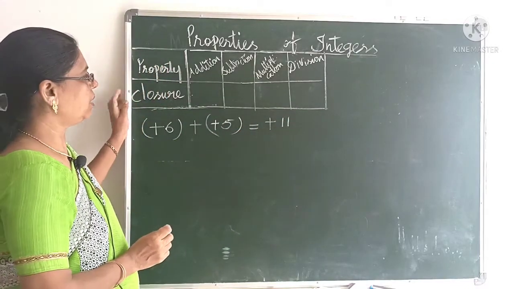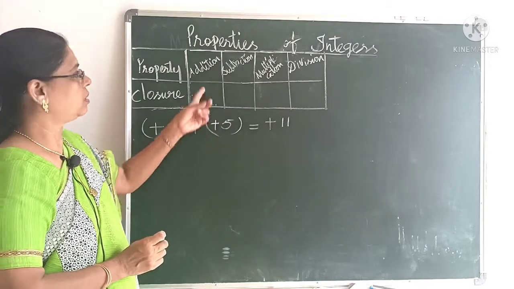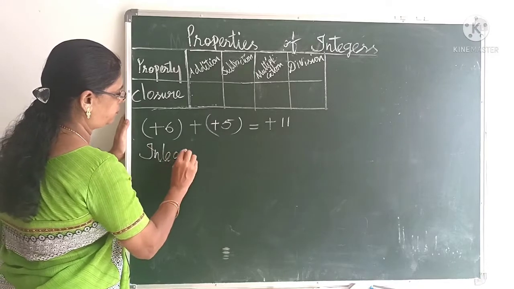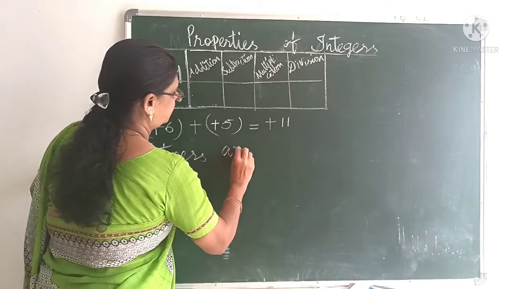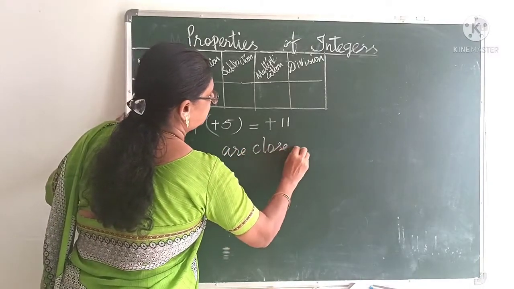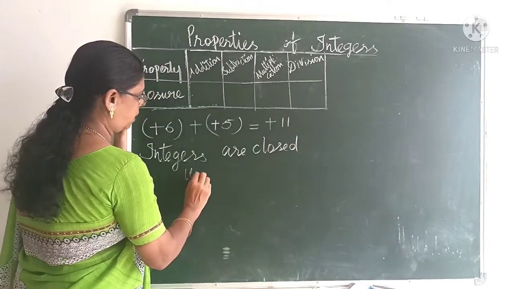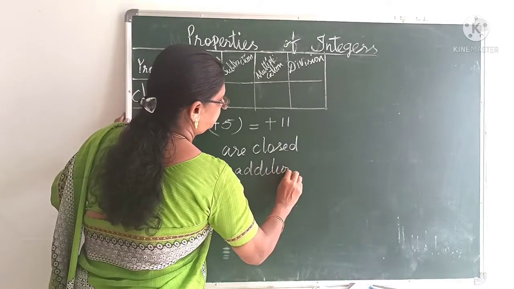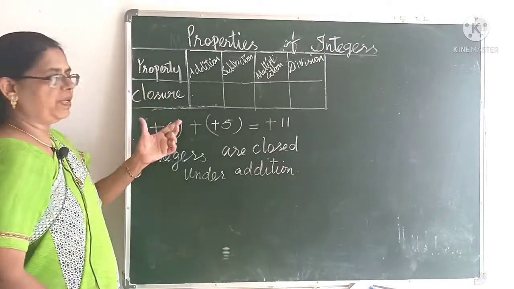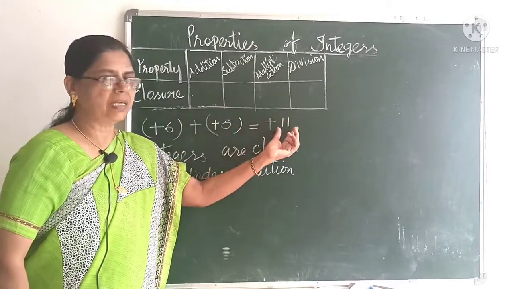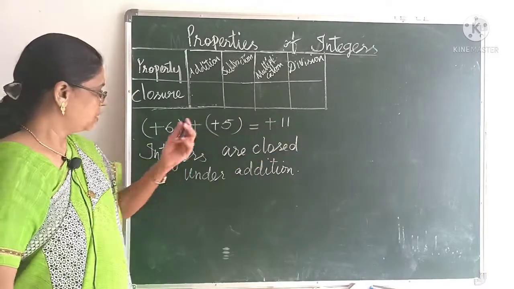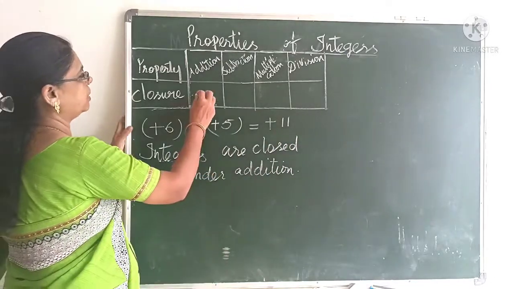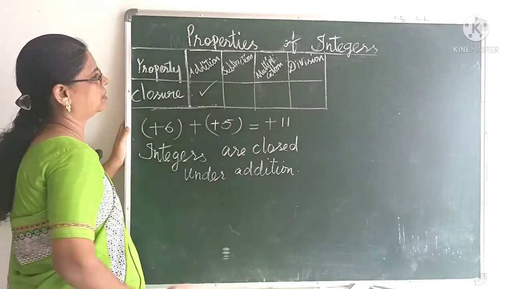So we say integers are closed under addition. When we add two integers, the answer is also an integer. So integers are closed under addition. So here we are going to put a tick mark.